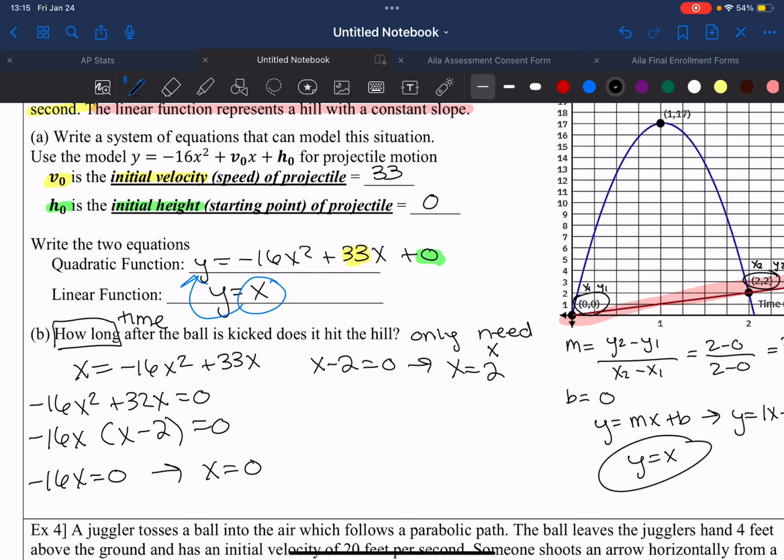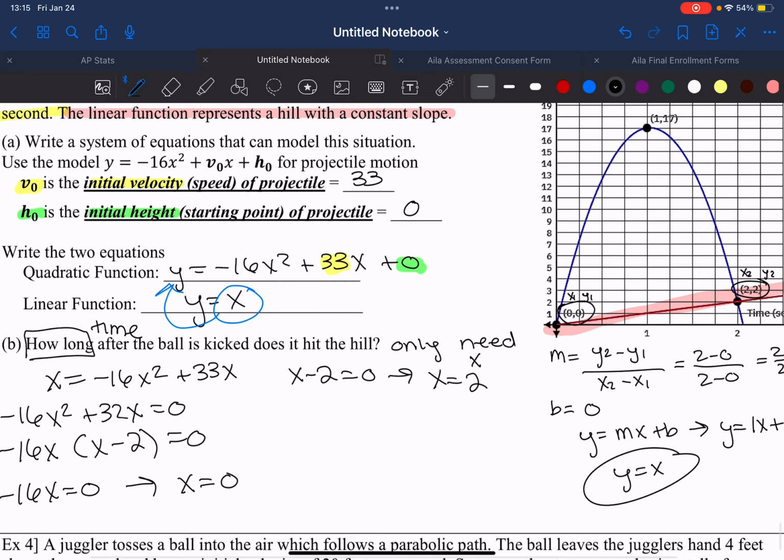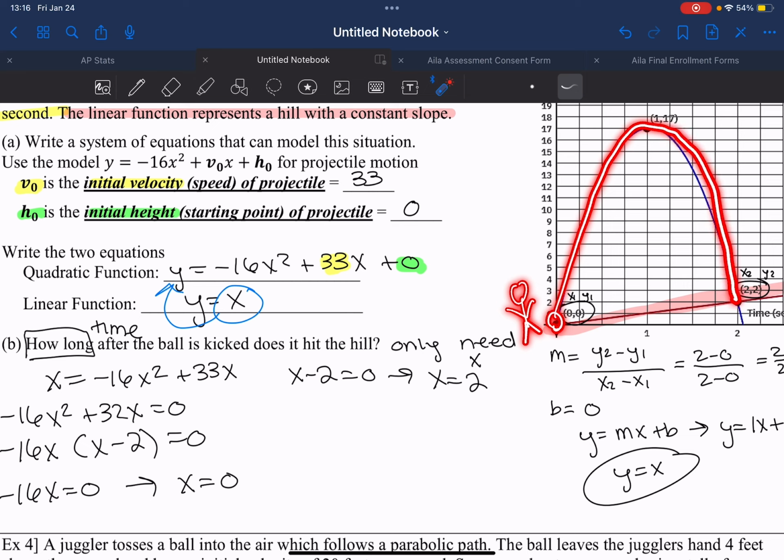Well, this is time, okay? Notice that if we look at our graph here, we have our first second at 0 seconds. Well, 0 seconds is when the ball is still on the ground, so we can't use that one because that's just the starting value. But then x is equal to 2 seconds is where this little person kicks the ball up, it goes back down, and then boom, it hits the hill again. It's going to hit the hill at 2 seconds.